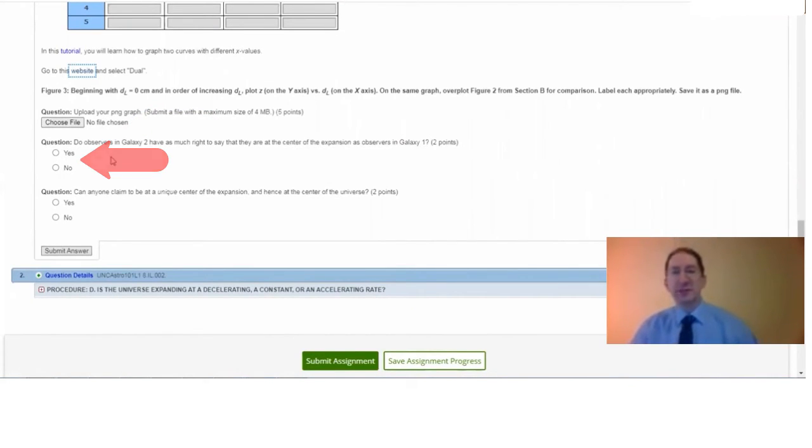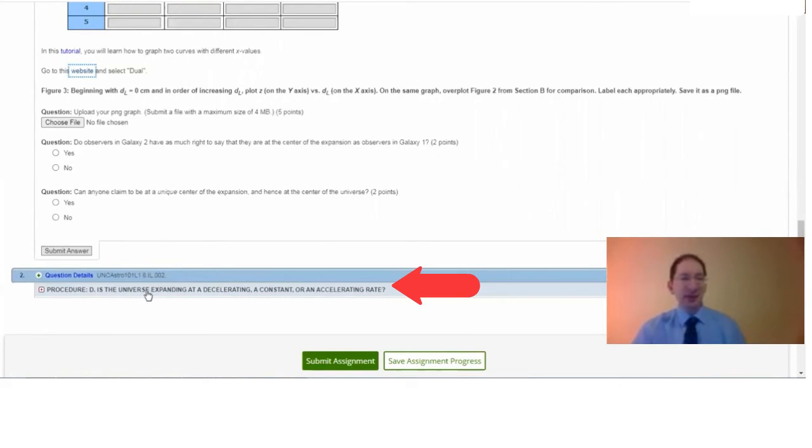The first is, do observers in galaxy 2 have as much right to say that they're at the center of the expansion as observers in galaxy 1? And then the next question is, can anyone claim to be at a unique center of the expansion and hence at the center of the universe? You'll be able to answer these based upon your figure.